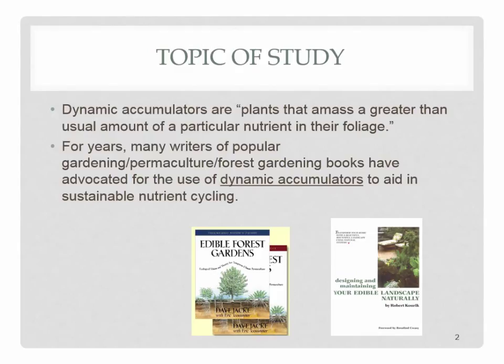So a lot of people that were here for the week know the dynamic accumulators. This is the definition from Robert Crawford, who wrote that these are plants that amass a greater amount than usual of a particular nutrient. So they accumulate nutrients from deeper in the soil substrata and bring those nutrients to the soil surface. And for years, and continuing now, many writers of these popular books in forest gardening or permaculture advocate using these accumulators, these specific plants, to aid in nutrient cycling in our systems.